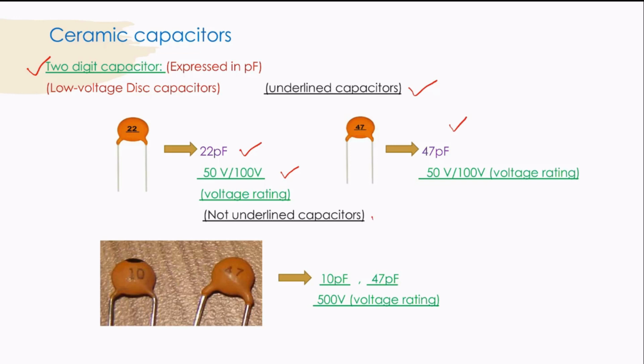Now coming to the not underlined capacitors. These are two examples of not underlined capacitors, in which the value of capacitance is 10 picofarad and 47 picofarad with a voltage of 500 volts. Hence, the underlined capacitors have a voltage of 50 volts or 100 volts, whereas the not underlined capacitors have a voltage of 500 volts.